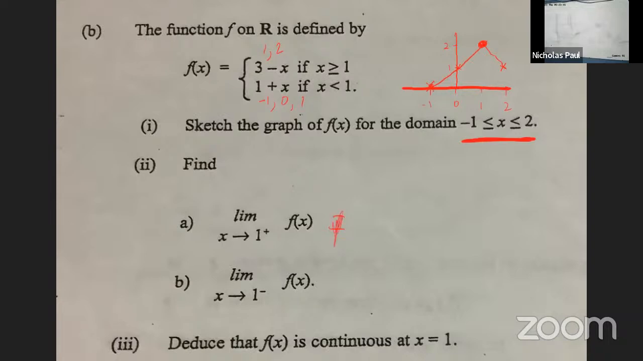Right? Work out your limits. Tell me what you get. As you approach from the right, what you're getting. As you approach from the left, what you're getting. And is it continuous? Well, they didn't say that, but tell me if it's continuous or not.